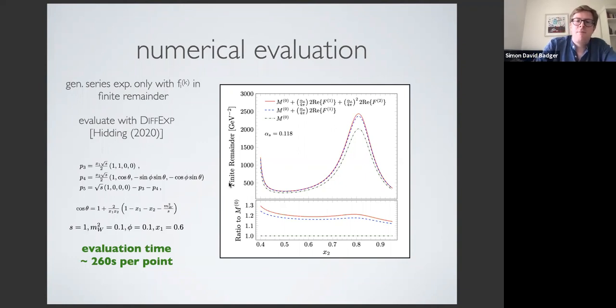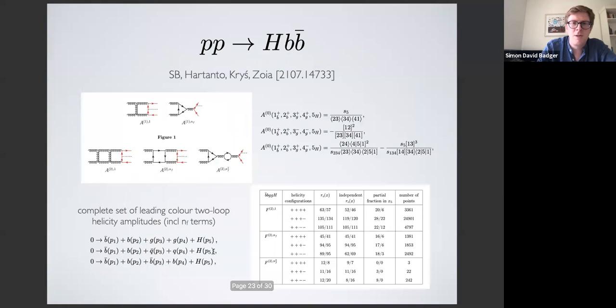Here, for example, we have a random slice across the phase space. We see some features here which are just related to the tree level propagators. The idea here was again to show that we have a relatively stable evaluation across the phase space and a reasonable evaluation time. This evaluation time of 260 seconds per point is really an upper bound, and we can discuss, if you like, exactly what that would be in a phenomenological situation.